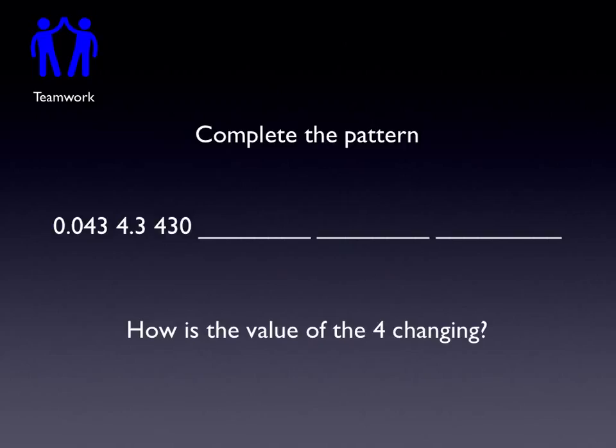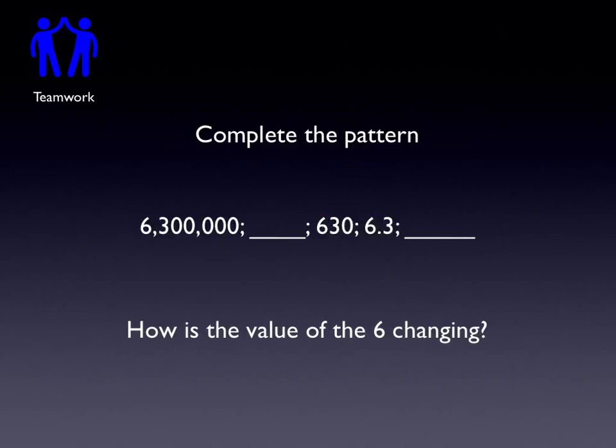So let's finish this off. So we've got 430 here. Next is going to be 43,000, then 4,300,000, 430 million. If you need to pull out your place value chart to check this out, please take time to do that.